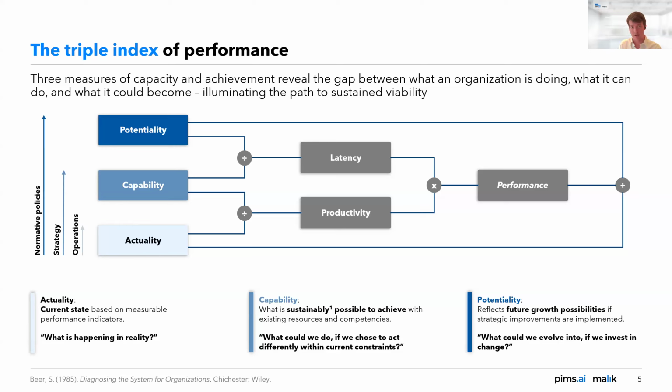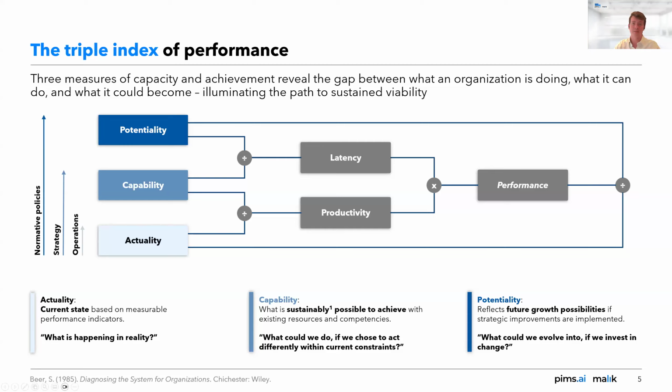His alternative is to break performance into a triple index. So we've got actuality, what is happening right now in reality, what is the current state of the system, capability, what could we achieve with the existing resources and competencies. So if we acted differently within the current same constraints, what could we achieve? And potentiality is what could our system or business evolve into, allowing for changes in constraints and resources.